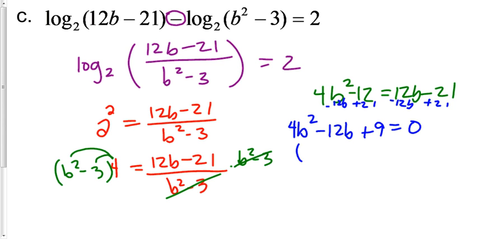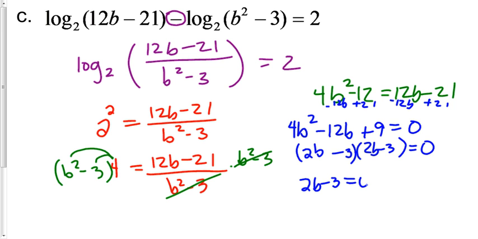It does factor. It factors into 2b minus 3 times 2b minus 3. 2b times 2b gives you 4b squared. 2b times negative 3 gives you the negative 6b. Another negative 6b makes negative 12b, and then negative 3 times negative 3 is positive 9. Okay, so I've got just one factor here, 2b minus 3, set it equal to 0, and b equals positive 3 over 2.